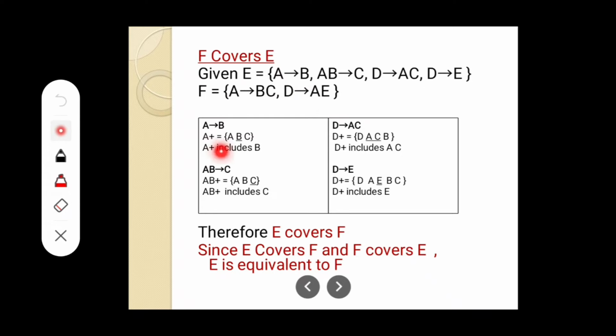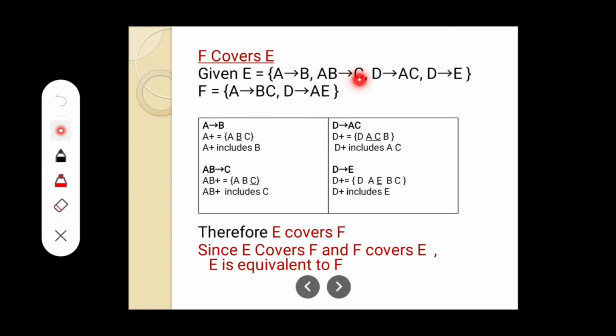So A closure: the first value will be A itself. Then the second value: anything starting with A? Yes, A determines BC, so BC can be written here. Anything starting with B? No. With C? Nothing. So A closure is ABC. Does this ABC contain the RHS of A determines B? Yes, B is there, so A closure includes B. This is satisfied.